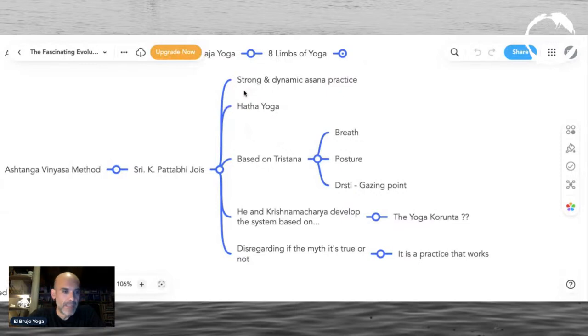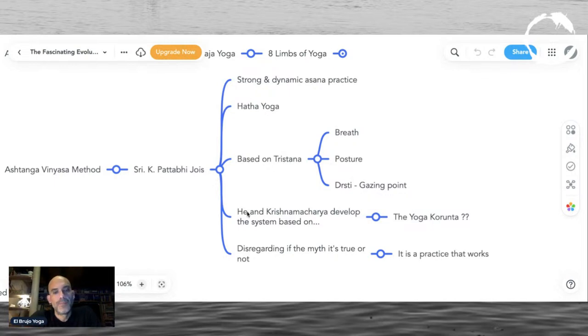Some people mistake it: "Oh, this is Hatha, this is Ashtanga." Well, Hatha is part of Ashtanga and part of Raja Yoga. So Hatha Yoga is where we practice this physical practice. And it's based on Tristana, which is breath, posture, and Drishti, which is gazing point. And this is the system. So we unify these three elements in order to practice.